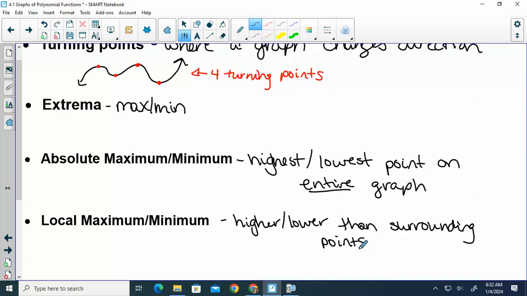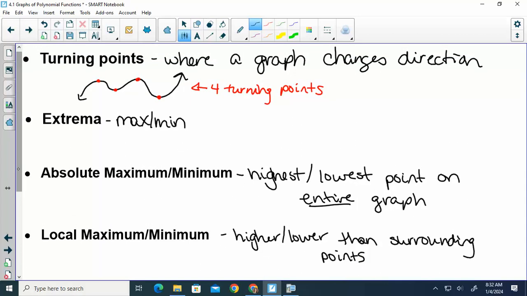On the graph I drew, do we have an absolute max? Is there a point that's the highest on the entire graph? No, because it keeps going up. But I have 2 local maxes. This first one is a local max, and then this one would also be a local max because they are higher than the surrounding points. Do you guys understand the difference between the 2?